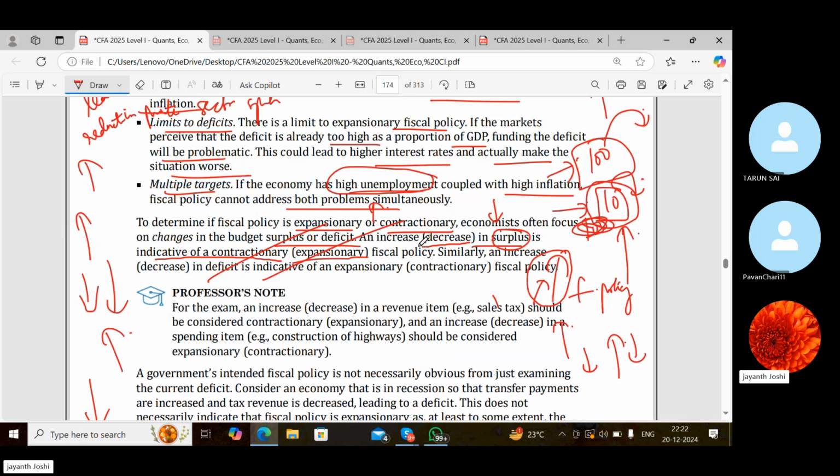So an increase in surplus is contractionary. Why will the surplus increase? Because the taxes will increase. And a decrease in surplus means the taxes will decrease, but that will expand the economy because people will have more disposable income and they can spend that into the economy. Similarly, an increase in deficit means less taxes, and that is expansionary, and a decrease in deficit means more taxes, which is contractionary.